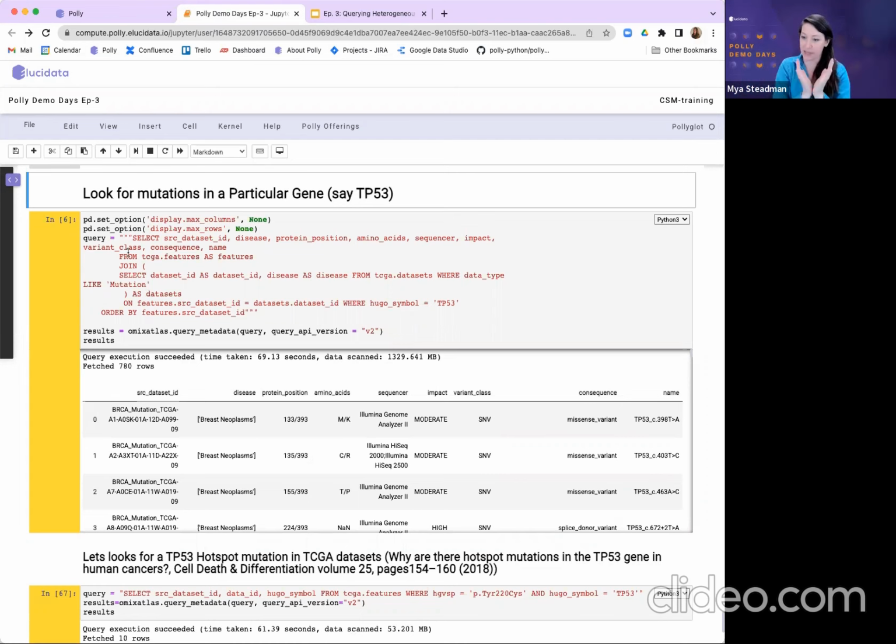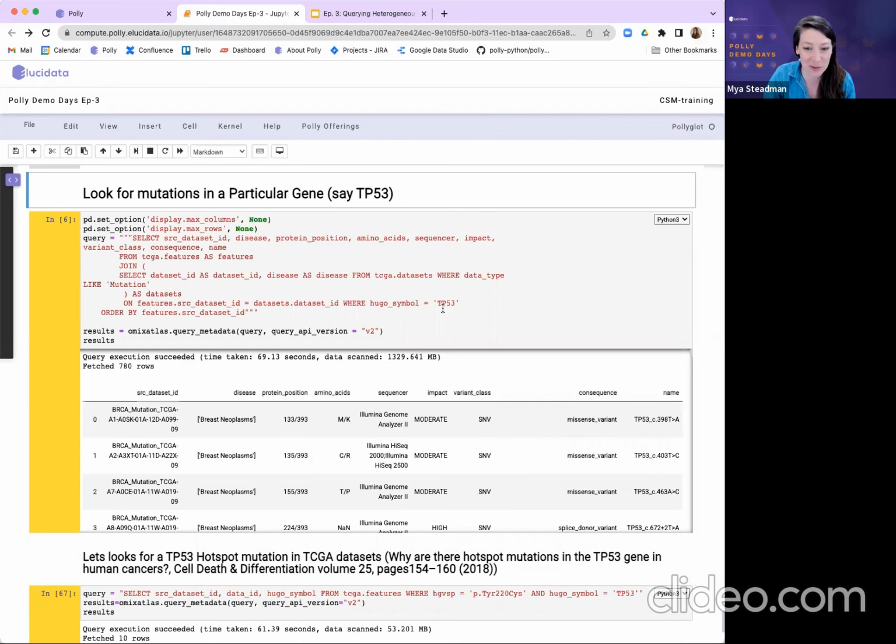We've done a lot of top-down searching, so data set to sample to feature, but now we're going the other way. I'm saying I've got this particular feature that I want, and I want you to return the data set ID and the information about where this mutation is, where I can find the data set that has this mutation in it. And that's what we've done here.